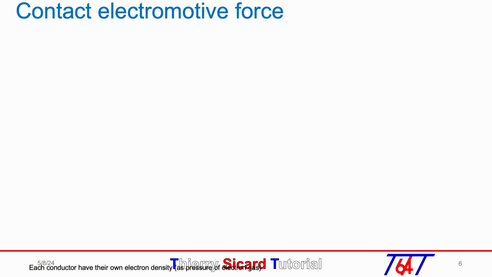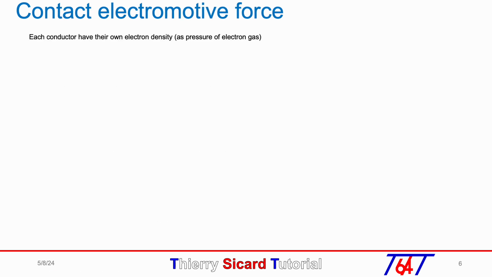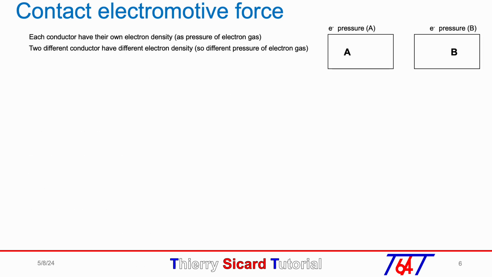Between two different metals A and B, if metal A has electron pressure higher than metal B, some electrons will move from A to B and will create a contact electromotive force. Of course, this electromotive force VA minus VB between those two metals is very low, a few millivolts.